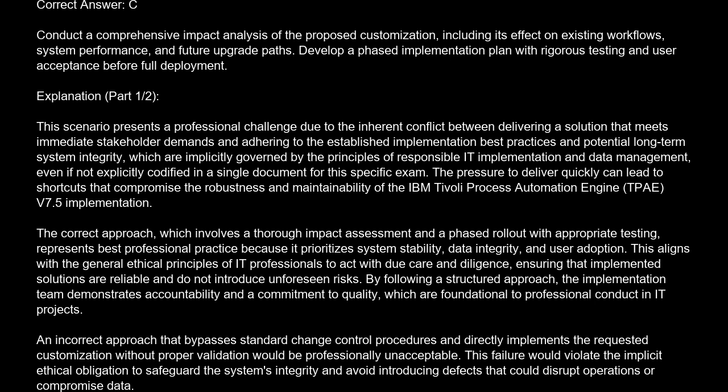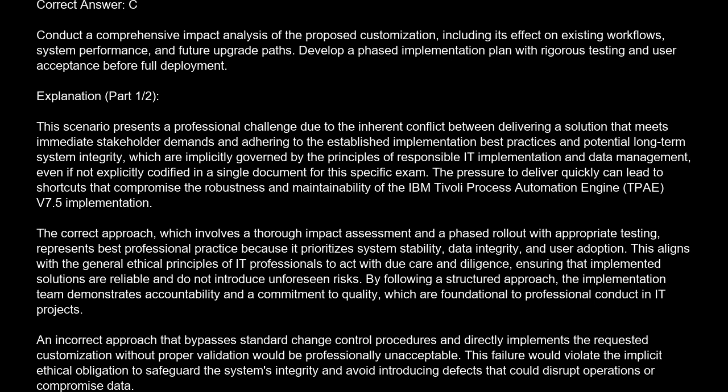This aligns with the general ethical principles of IT professionals to act with due care and diligence, ensuring that implemented solutions are reliable and do not introduce unforeseen risks. By following a structured approach, the implementation team demonstrates accountability and a commitment to quality, which are foundational to professional conduct in IT projects. An incorrect approach that bypasses standard change control procedures and directly implements the requested customization without proper validation would be professionally unacceptable.